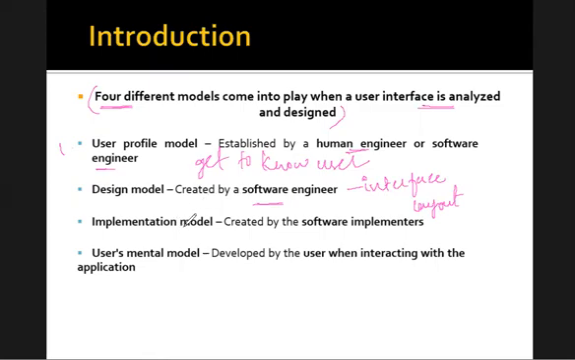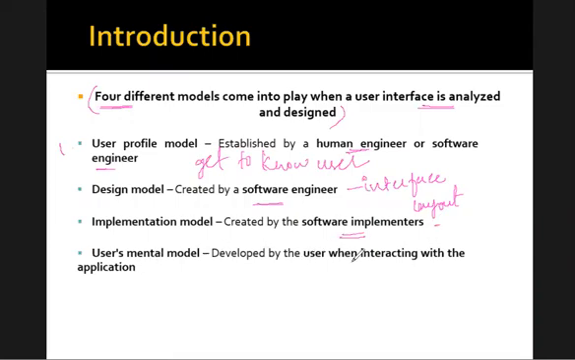The next is the implementation model. This implementation model is created by the implementers. When you know what the interface is and what the layout is, you're going to identify how these different interfaces are going to work out. Then you've got the user's mental model.